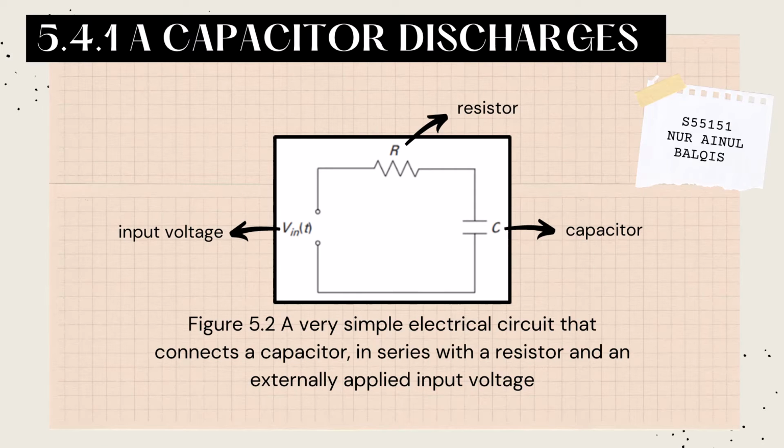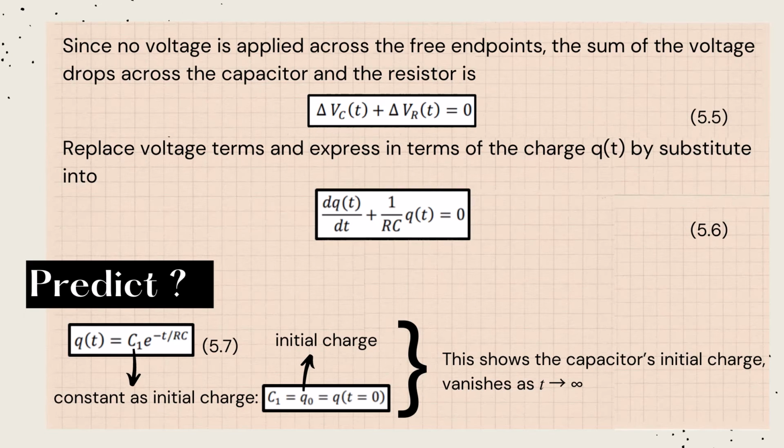Hello, I am Balkis. The principle of modeling that we can see in 5.4.1 is that a capacitor discharge is predicted and validated. Based on our two circuit elements, we have a simple electrical circuit in figure 5.2. Since no voltage is applied across the three endpoints, the sum of the voltage drops across the capacitor and the resistor must simply vanish because nothing is being put into the system. That is shown in equation 5.5.